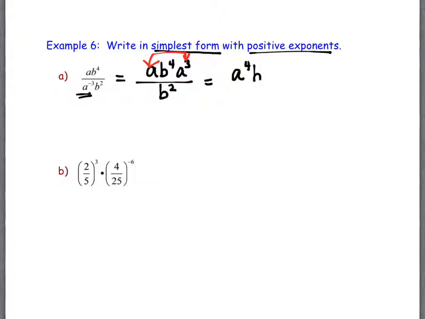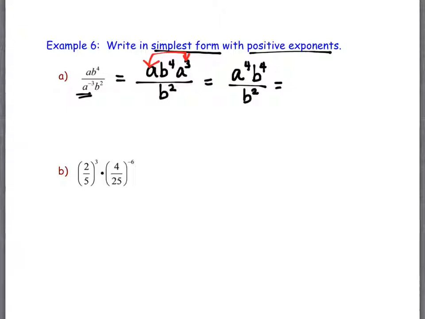Very nice. I still have a b to the 4th on top, and I still have a b squared on bottom. And again, there's at least a couple of ways to think about what we're going to do next, but we're all going to do the same thing. That is, we're all going to recognize that we can't have the b on the top and the bottom. So one way to think about that is, what could we do with the b to the 4th and b squared? We could subtract the exponents, 4 minus 2. What else could we do? Multiply. Yeah, we could think about it as though it's multiplied out, right? I mean, this really is 4 b's and it's got 2 b's in the bottom, so 2 of them are going to cancel out.